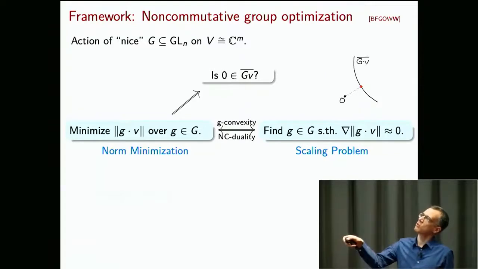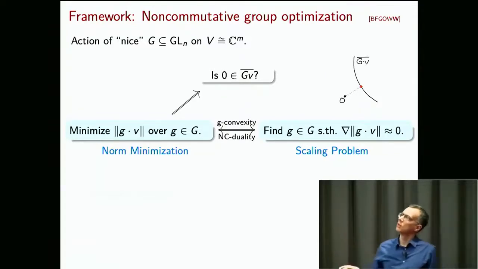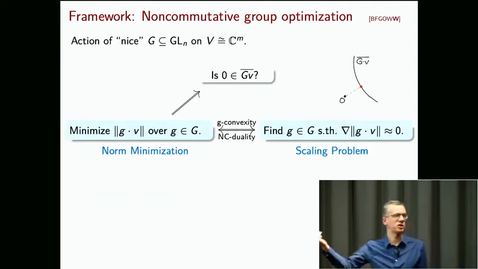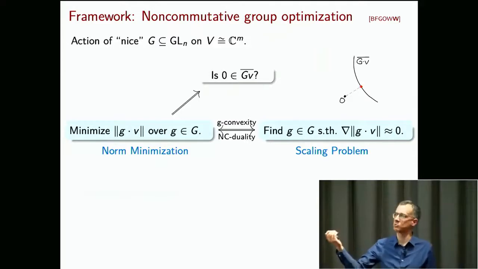So we have a general symmetry given by some group, acting linearly in a vector space. We started with this very innocent problem. Can we distinguish the vector from 0? Is my vector equivalent to the 0 vector or not? Like the simplest problem you could imagine.